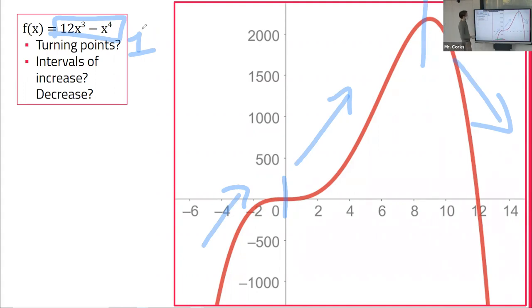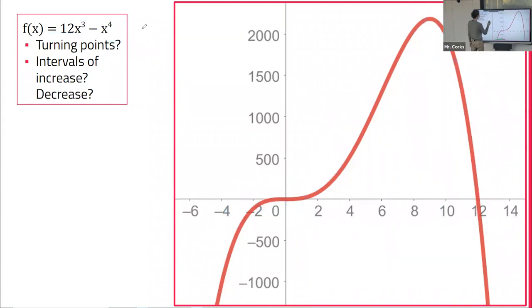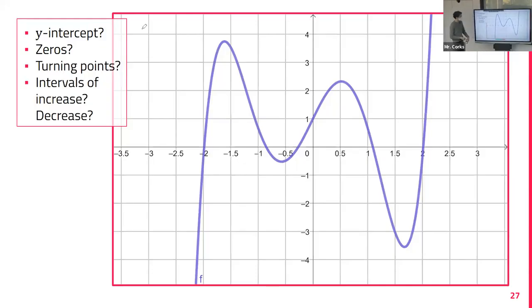All right, let's look at a more complicated one. Let's do everything for this one. So I'll give you some time to look at this. I want you to tell me where's the y-intercept, how many zeros approximately, what are the x values for them, how many turning points, are they minimums or maximums, are they local or global, and how many intervals of increase and decrease do you see? So take some time now and think about it, and then we'll talk about it.